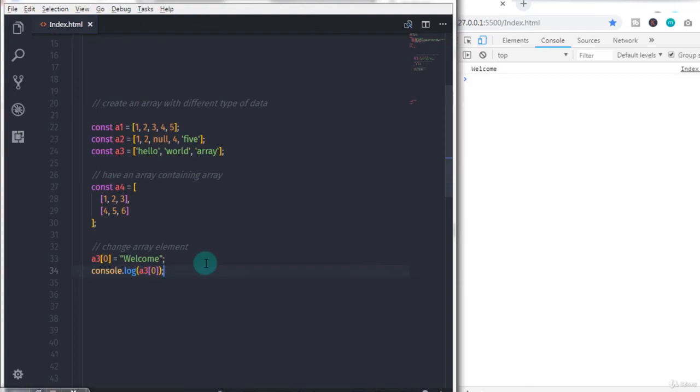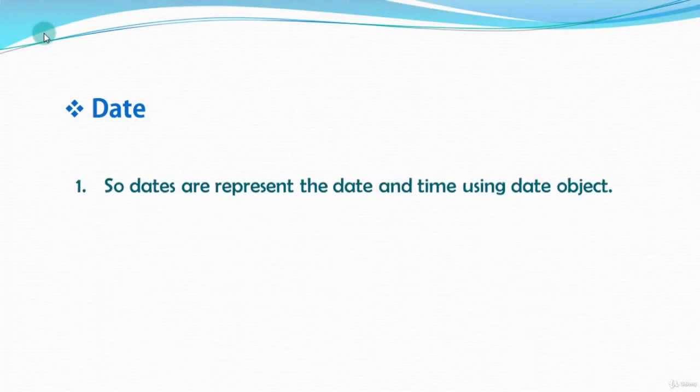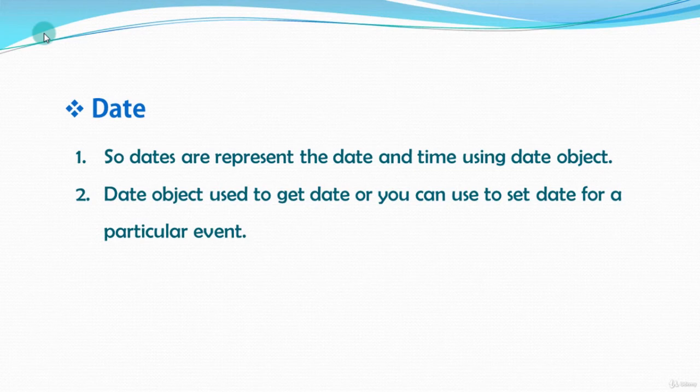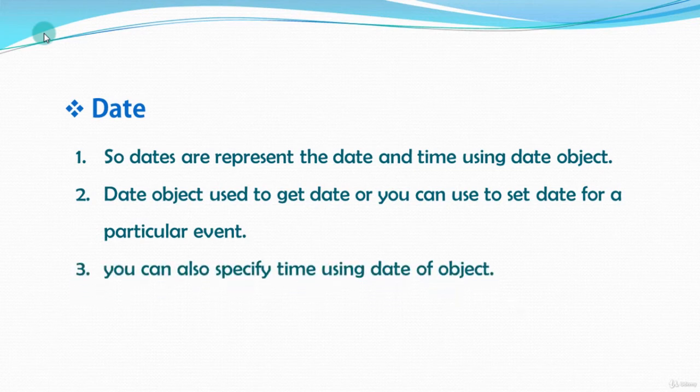Now let's talk about the new topic, date. So date represents the date and time using the date object. The date object is used to get a date, or you can use it to set a date for a particular event, and you can also specify time using the date object.